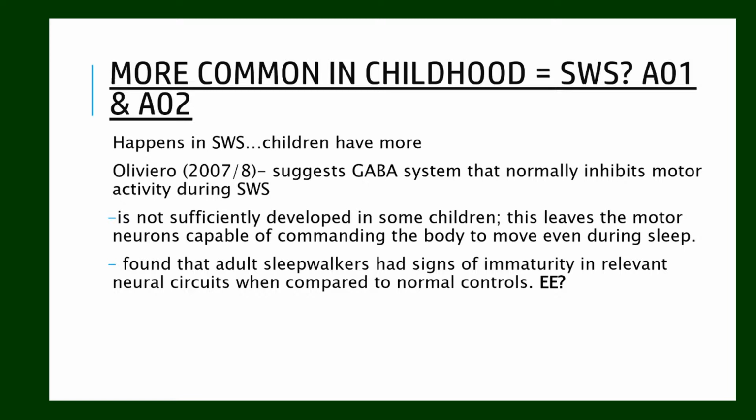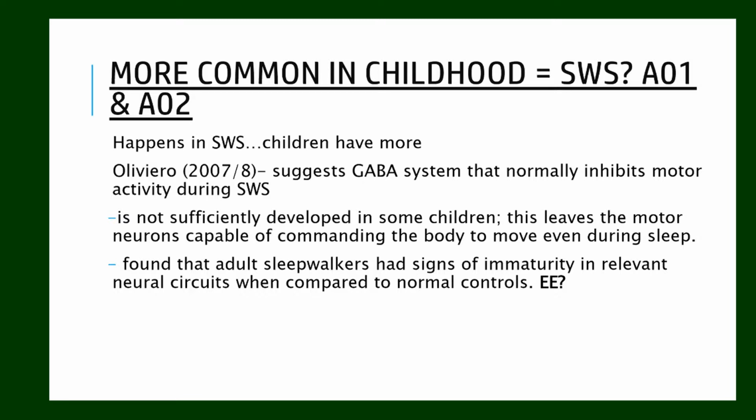Now, Oliviero in 2007/2008 suggests that the GABA system that normally inhibits motor activity during slow wave sleep is not sufficiently developed in some children, and this leaves the motor neurons capable of commanding the body to move even during sleep. They found that adult sleepwalkers had signs of immaturity in relevant neural circuits when compared to normal controls.